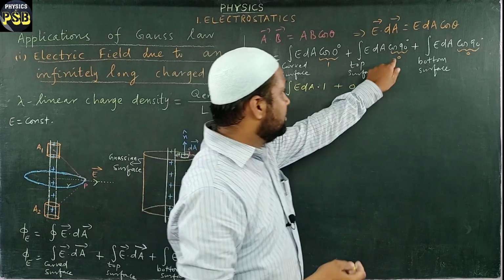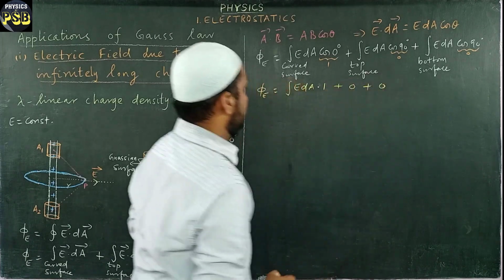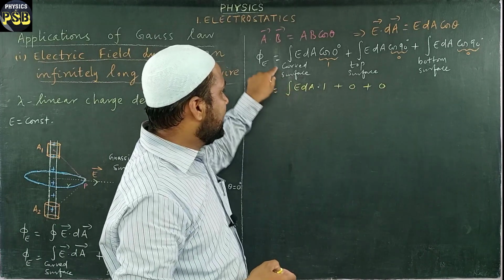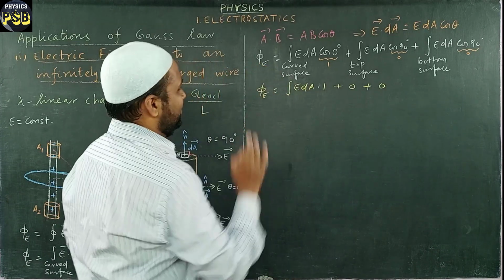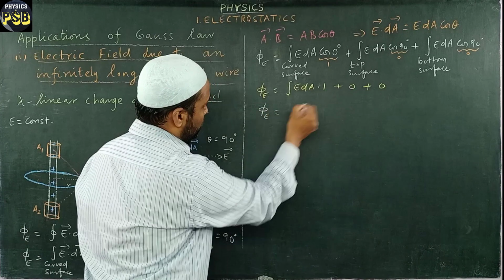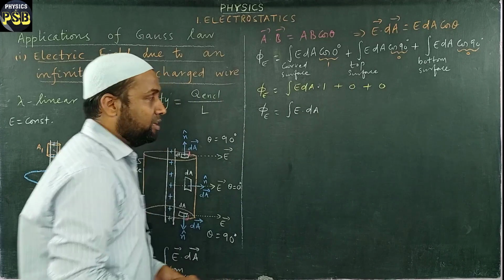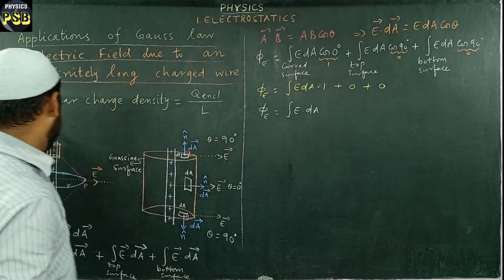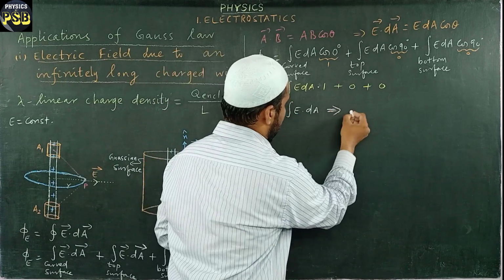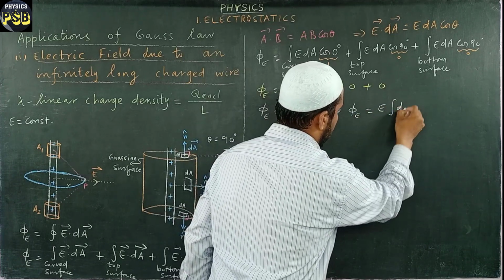We know when we multiply something with 0, the result is 0. Same here. So only one term is left, which stands for the curved surface. So we need to mention that. I'll leave it as such. Then phi E is equal to the integral of E dA. Here I told earlier E is a constant. We cannot integrate a constant term, so it is taken outside. So phi E is written as E integral of dA.